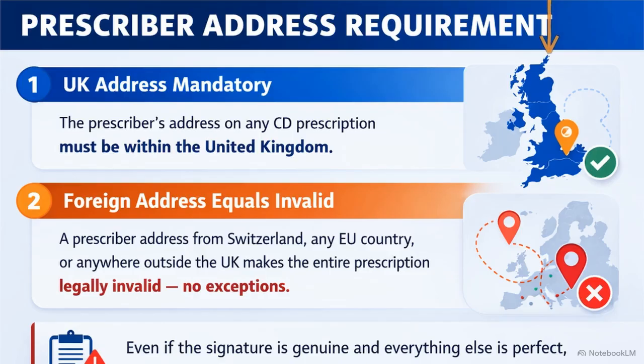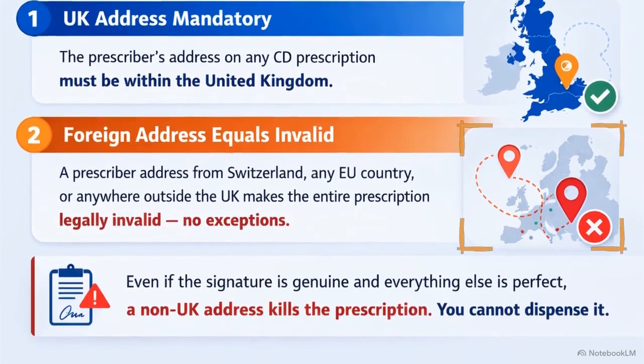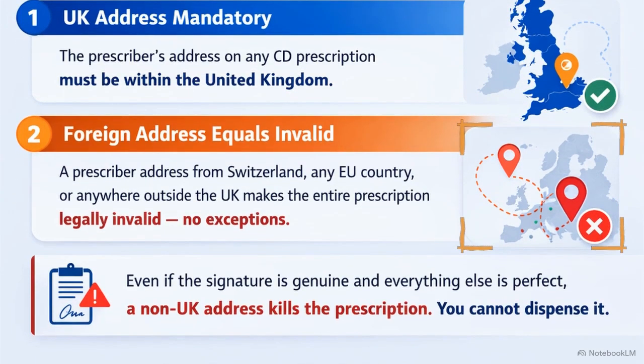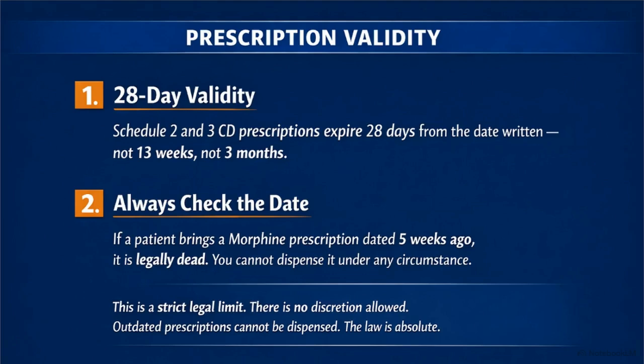This map shows the geographical limits of a valid script. The prescriber's address must be within the United Kingdom. If the address is from Switzerland, an EU country, or anywhere outside the UK, the prescription is instantly invalid, regardless of the doctor's credentials.